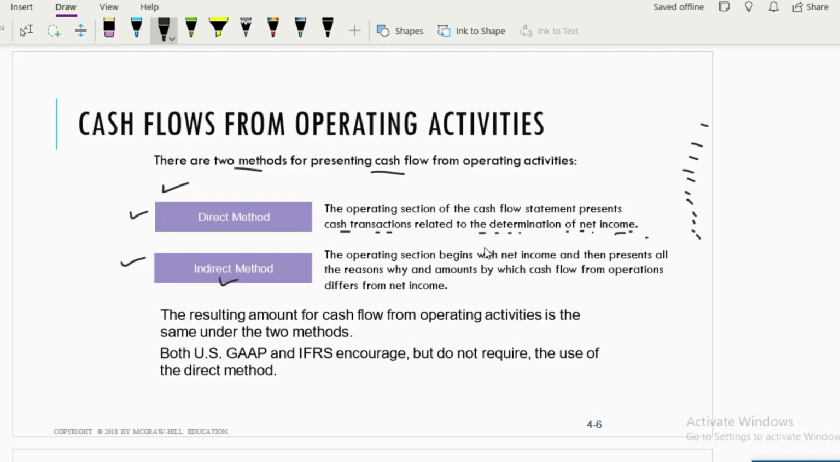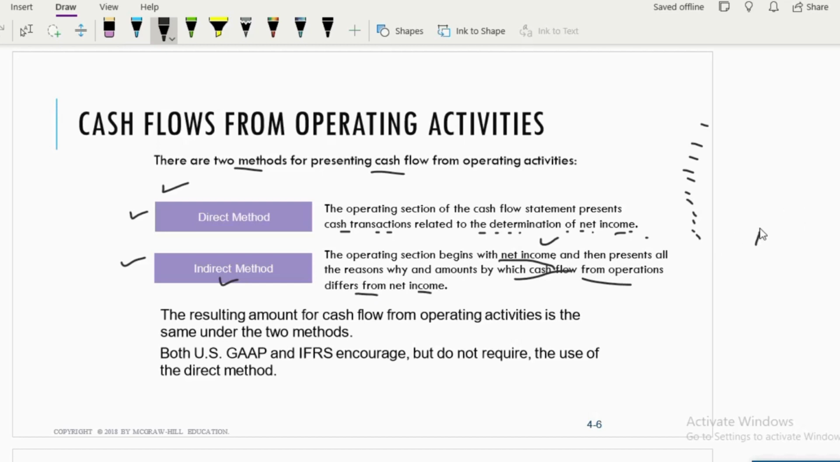Whereas the indirect method does not focus on each and every item. It starts by taking the last item of the income statement, that is net income, and then we adjust this net income because it's on accrual basis, so we convert it from accrual basis to the cash basis. So the operating section begins with the net income and then presents all the reasons why and amounts by which the cash flow from operating differs from the net income, which means accrual.